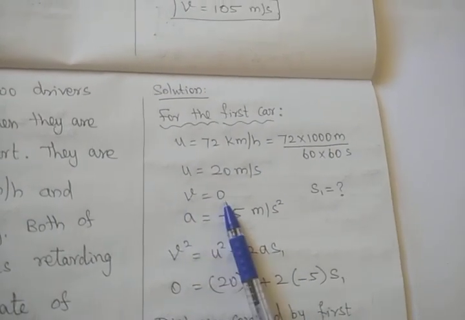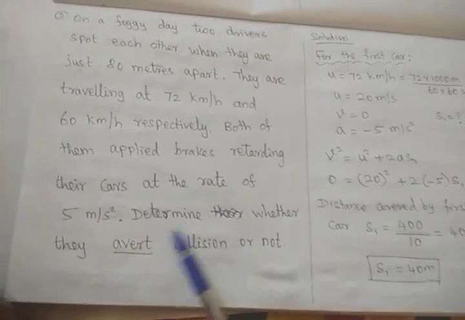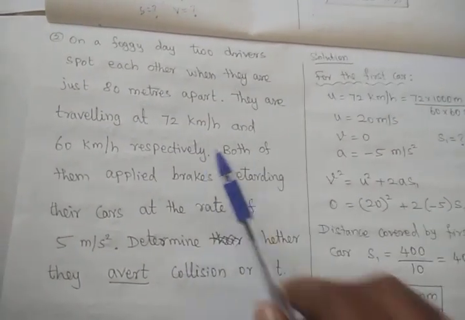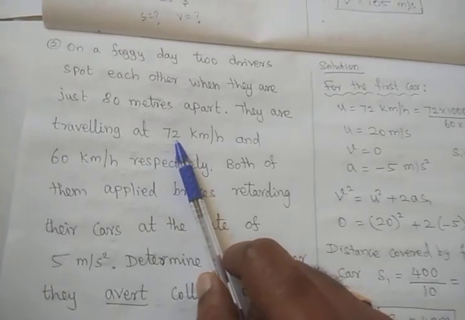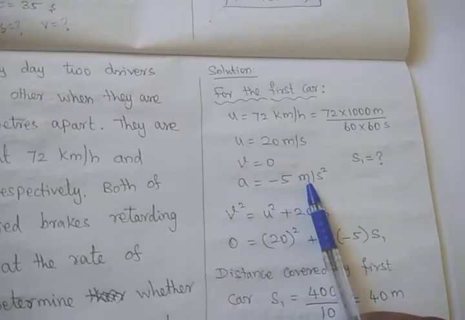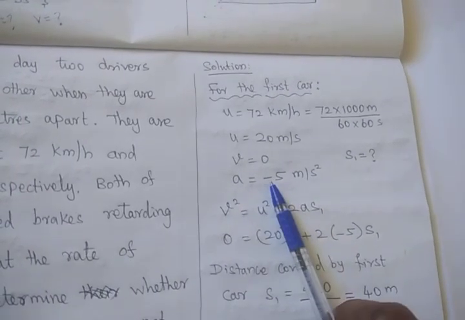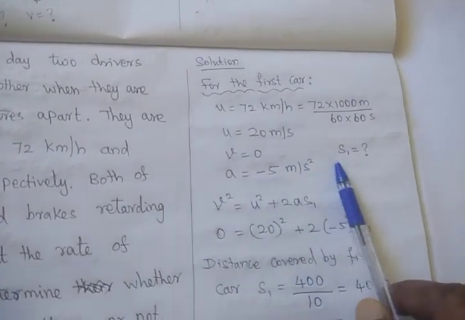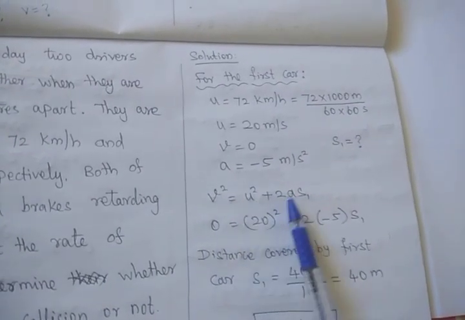Then what is the final velocity? 0. Sir, how can we determine that the final velocity is 0? Because we have to avert the collision. That means after applying the brake, the car will come to rest. So the initial velocity is 72 km per hour and the final velocity is 0, by applying the deceleration value of minus 5 meter per second squared. It reduces the speed, so we can put minus here. What is the displacement? Very simple. v square minus u square is equal to 2as.